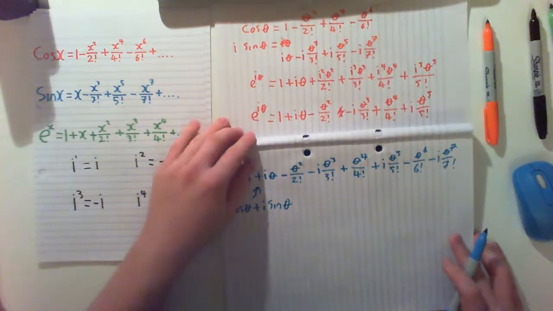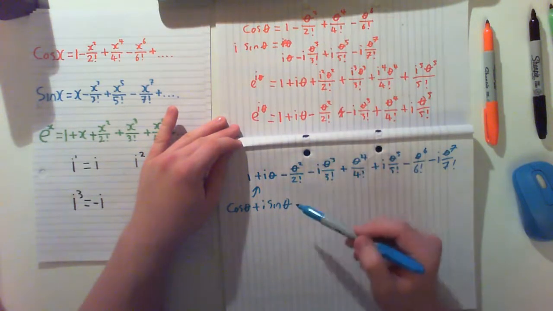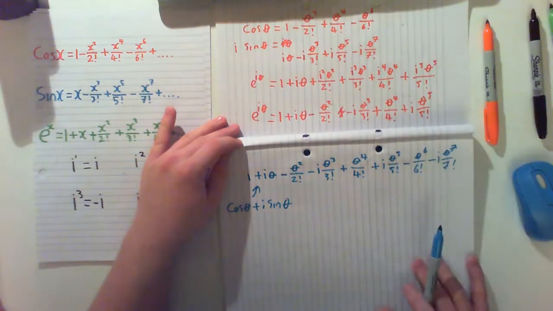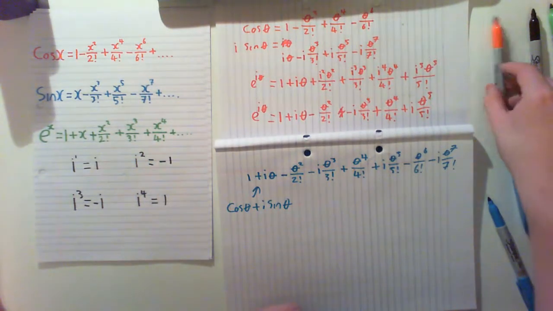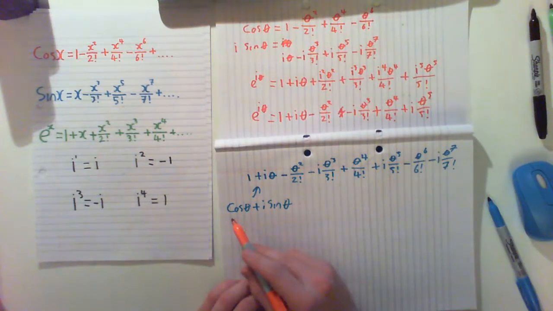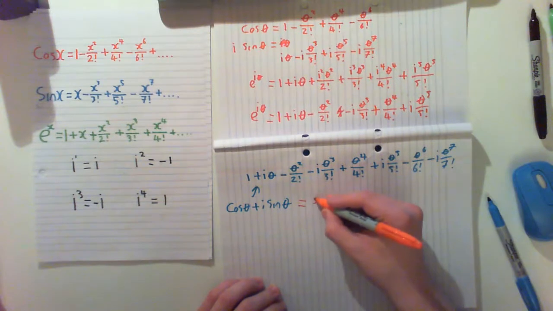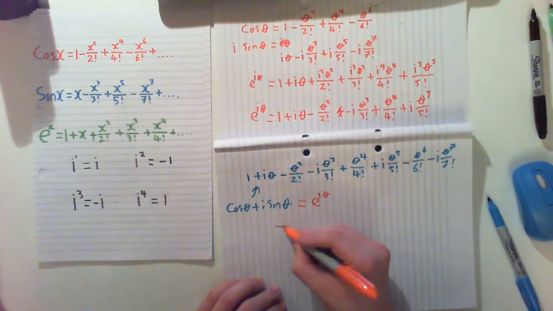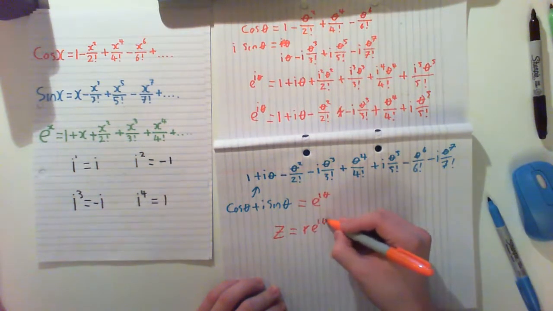Now if we compare the two series, we'll see 1, i theta, minus theta squared over 2 factorial, minus i, and we just go across, look at all of the terms, and you'll see they are actually the same. So we can say now that cos theta plus i sine theta is equal to e to the i theta, and therefore z can be given as z equals r e to the i theta.